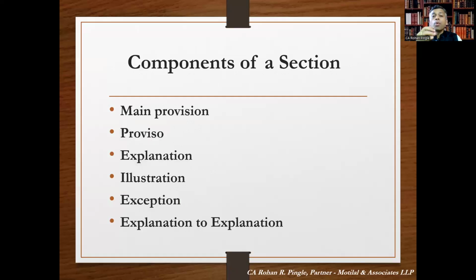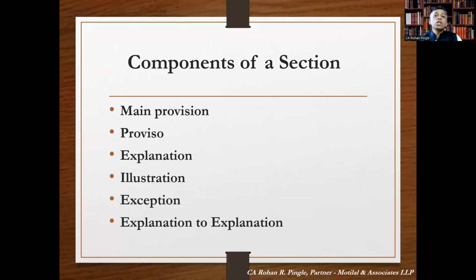Let's understand the components of a section. Every section should be read carefully. The main provision states the general rule. A proviso generally creates an exception, qualification, or additional condition also. So a proviso serves three purposes: exception, qualification, or additional condition. An explanation clarifies the legislative intent behind the provision and removes ambiguity. That is the role of the explanation.